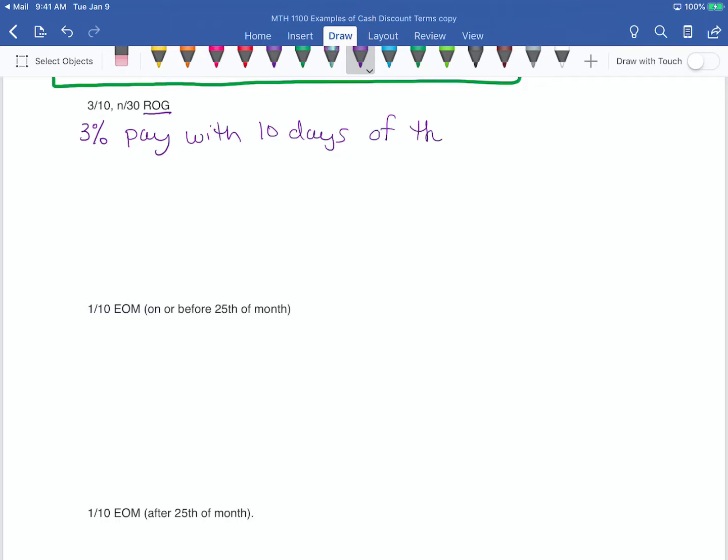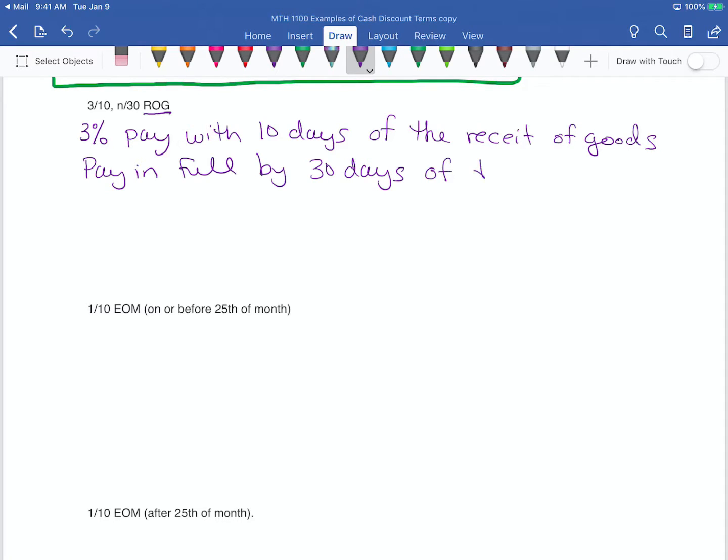of the receipt of goods. And if we don't pay within 10 days and we missed the discount period, we have to pay by 30 days of the date the goods are received.